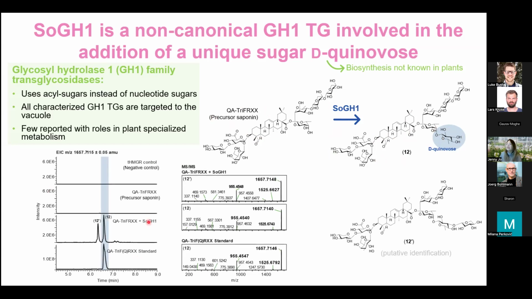And I guess I should have shown these first. So yeah, we get 2 products where this product matches up to our authentic standard of this. And this is just MSMS spectra, just showing you the fragmentation pattern. So this molecule has a mass of 1657. When we do tandem mass spectrometry, we get a daughter ion at this compound, which is Q8 tri, so cholic acid with the 3 sugars on, which corresponds to a mass of 955.